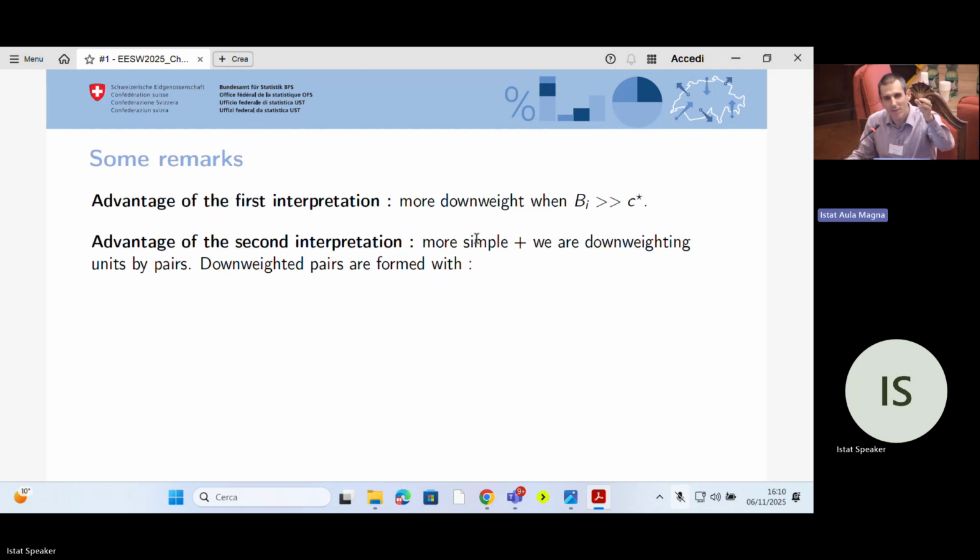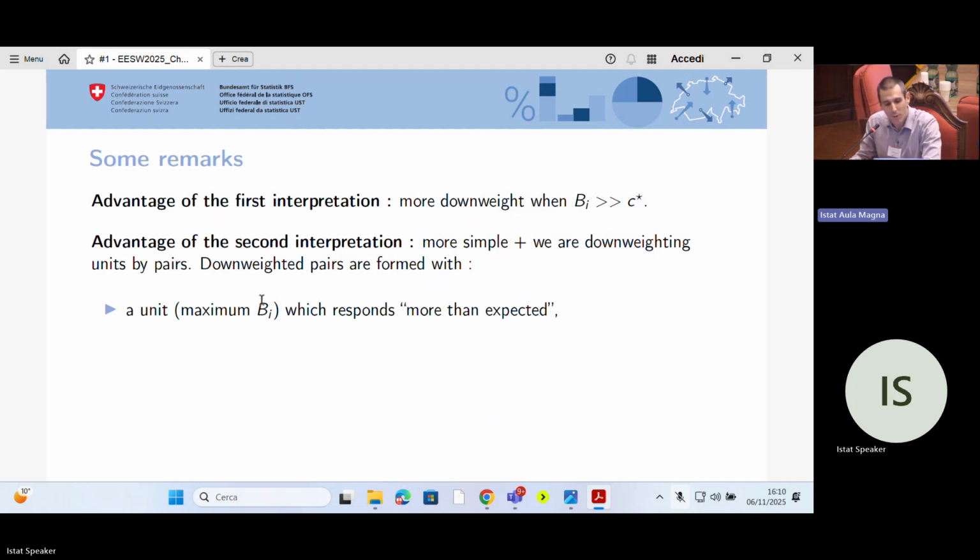The weight reduction is more simple. You just take the distance to 1 and you halve it. Simple. Your weight was 5, you make it 3. The distance was 4, you make it 2. Simple. And you downweight units by pair.